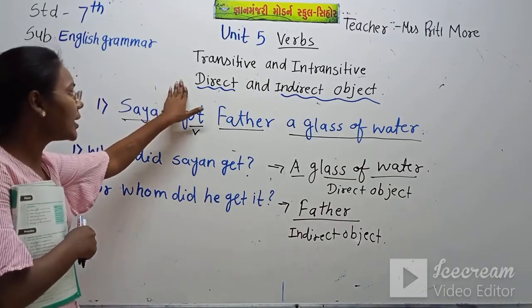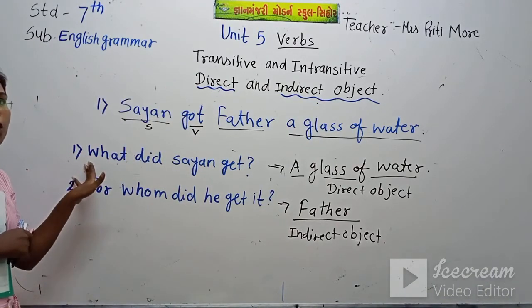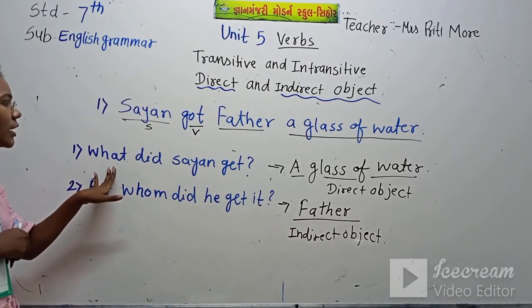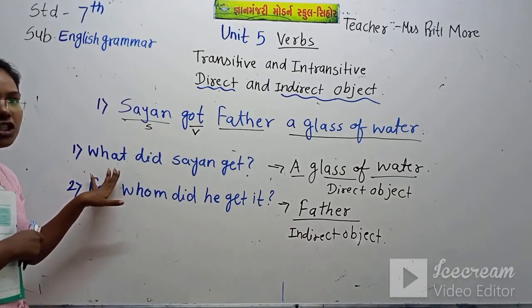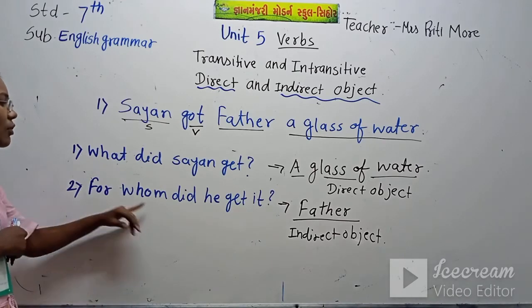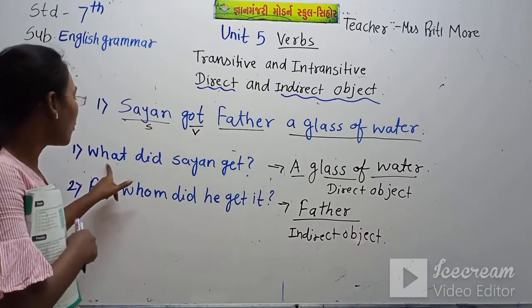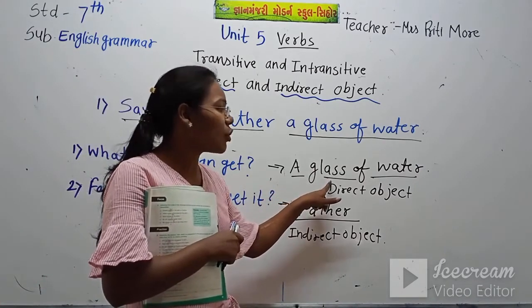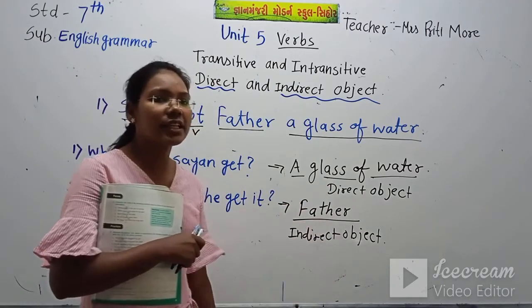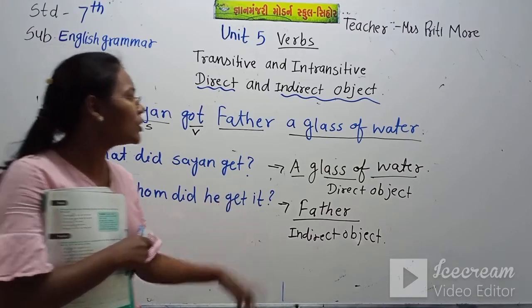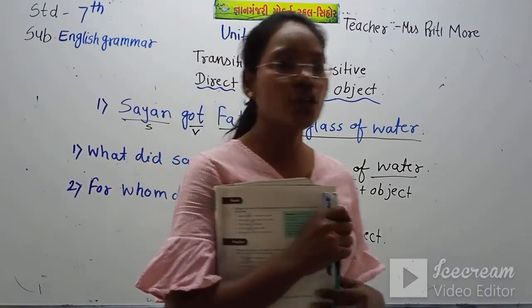So for getting the direct object, we ask the subject the question "what", and for getting the indirect object, we ask the subject the question "whom". For "what" you will get the direct object as the answer, and for "whom" you will get the indirect object. Note down this example also in your notebook.